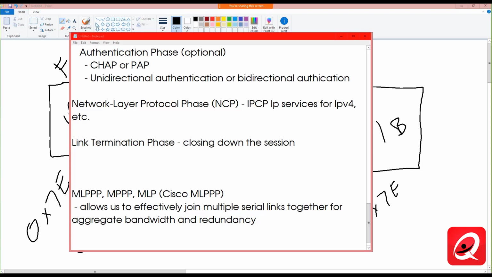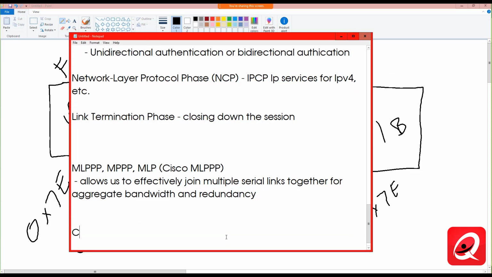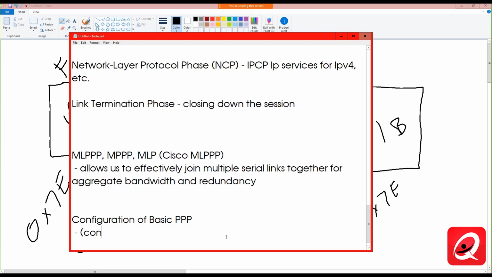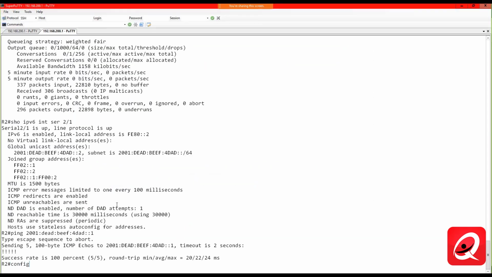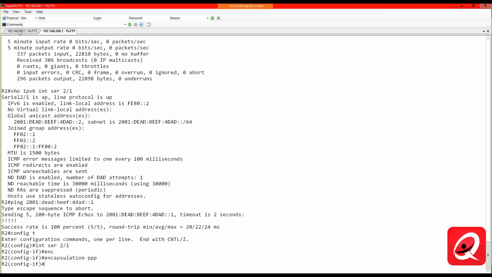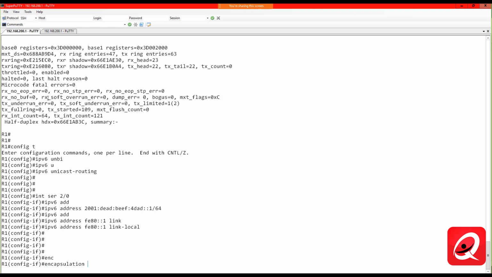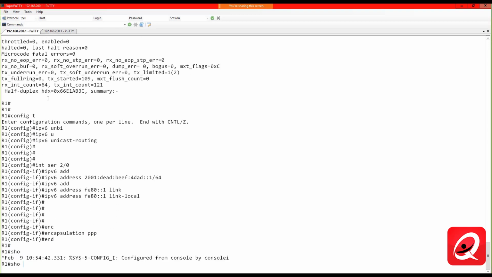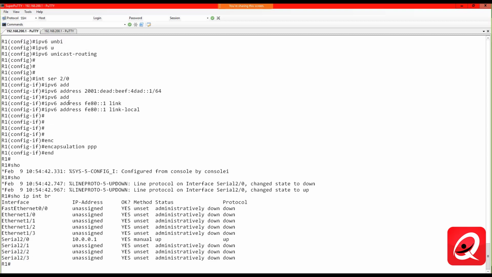The first thing that we need to understand is that there's only really one command that's necessary for configuration of basic PPP. On the interface, in config-if, we're basically just going to run encapsulation PPP. All right. So if I come into my device here and I go into interface serial 2/1, I type encapsulation PPP. I'll come to the other side, encapsulation PPP, show IP interface brief.